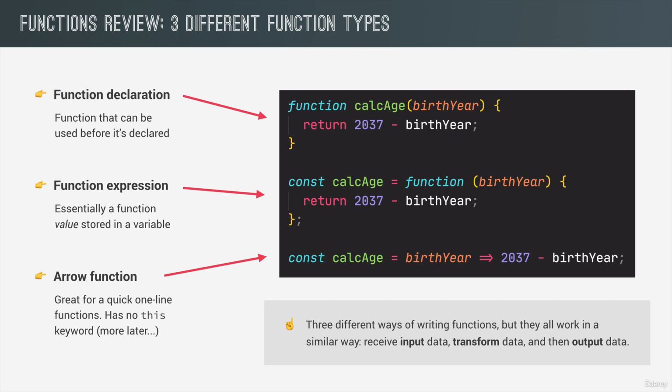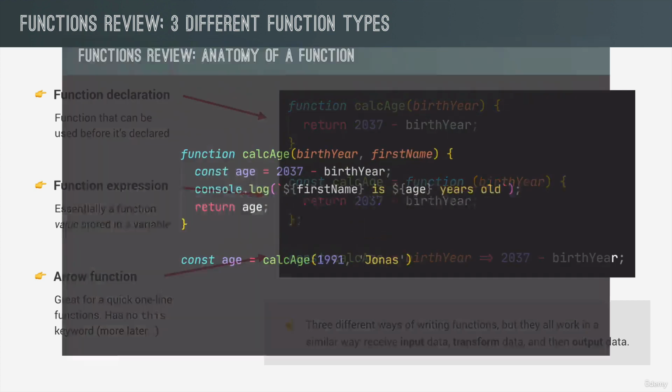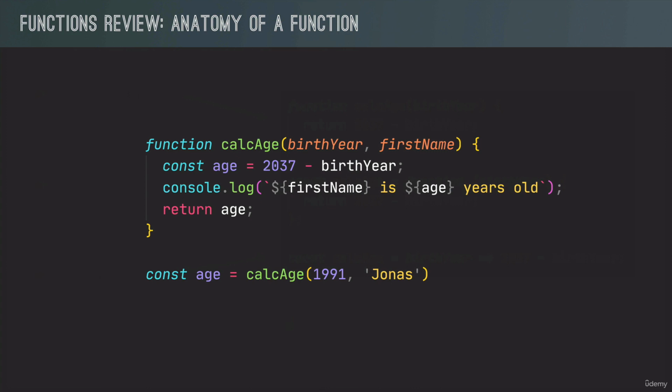So all of them can receive input data, they transform data, and then they can output data. It's all optional, but usually that's the things that functions do. And no matter which type of function we use, we can always do these three things. And now let's zoom in a little bit further and take a close look at the structure of a common function. And this one here is a function statement, but it works the exact same way for all other types of functions again.